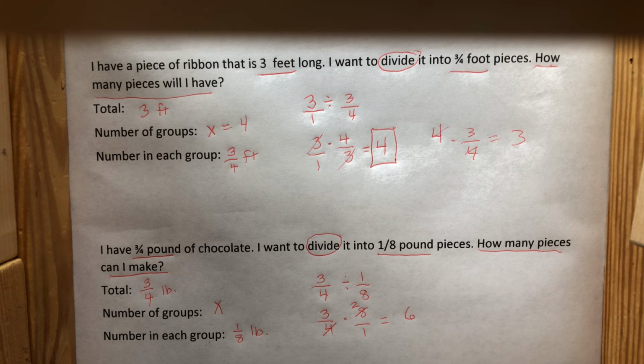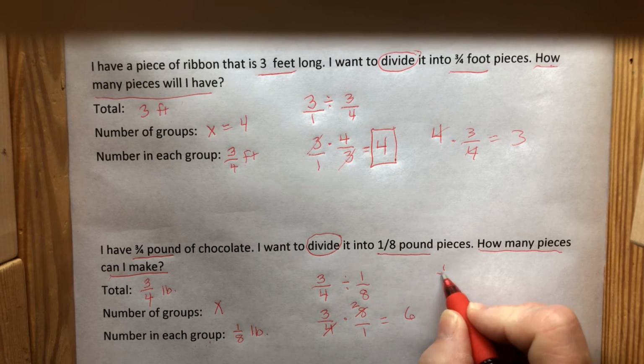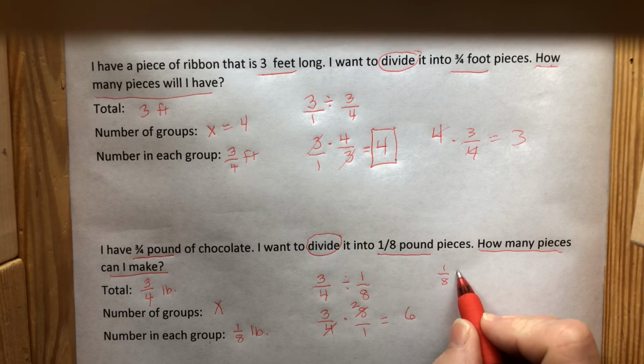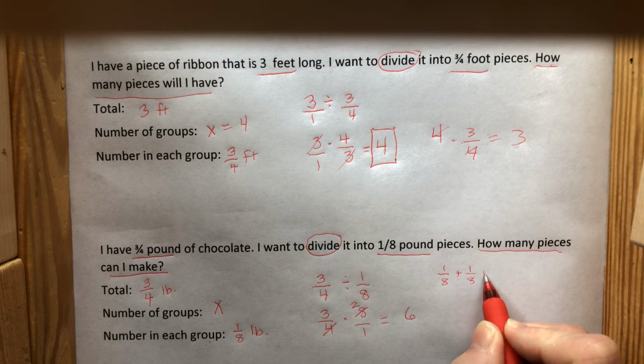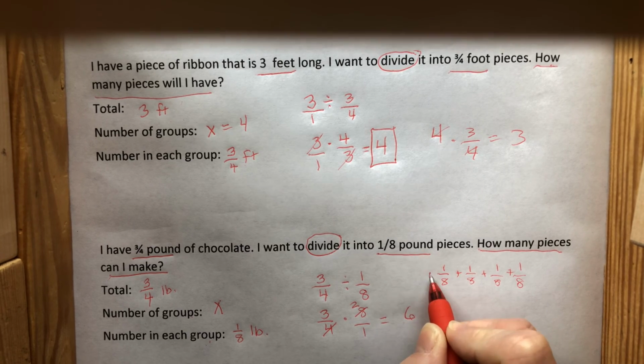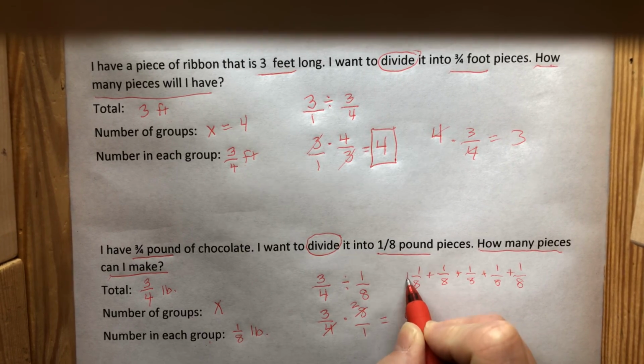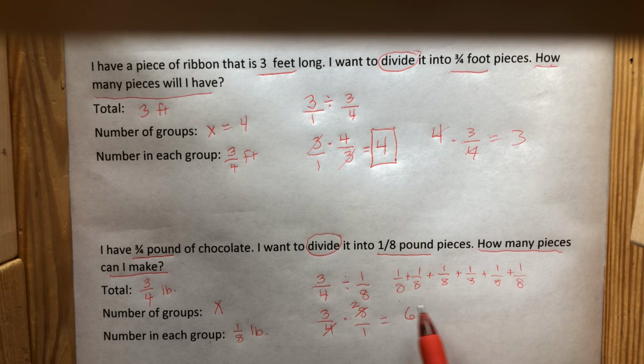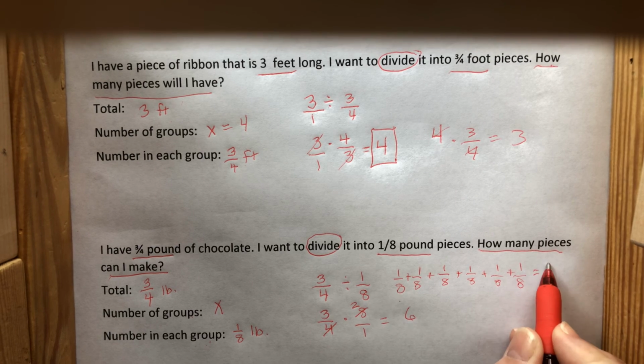Now, this is my answer, but I'm not through until I check to make sure that it makes sense. All right, I started with 3/4 of a pound, and I divided into 1/8 pound pieces. Now, if I think about it, if I have 6 of them, 1/8 plus 1/8 plus 1/8 plus 1/8. Let me put a couple more over here. I have 6 groups of 1/8, right? And so that's going to give me 6/8.